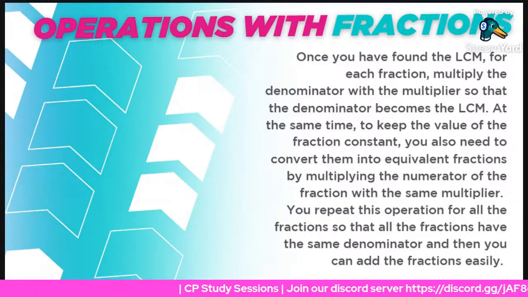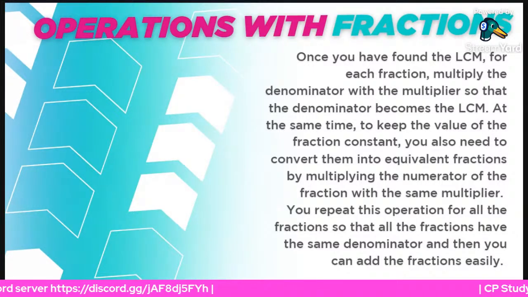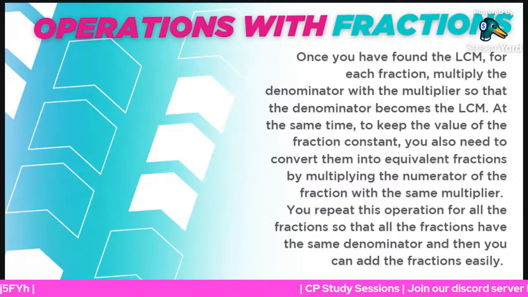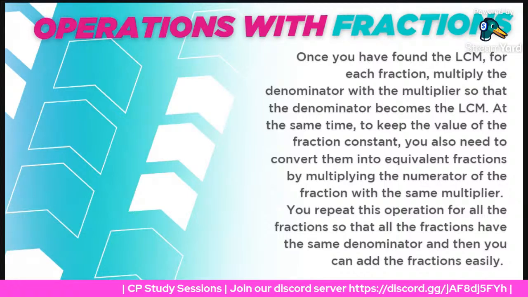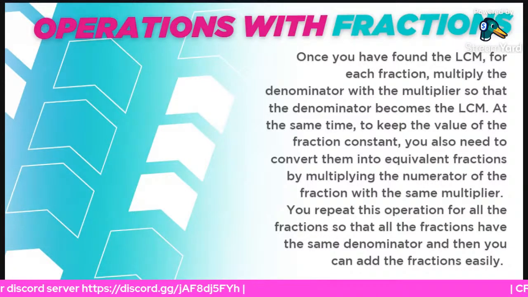So once you have found the LCM for each fraction, multiply the denominator with the multiplier so that the denominator becomes the LCM. At the same time, to keep the value of the fraction constant, you also need to convert them into equivalent fractions by multiplying the numerator of the fraction with the same multiplier. You repeat this operation for all the fractions so that all the fractions have the same denominator, and then you can add the fractions easily.